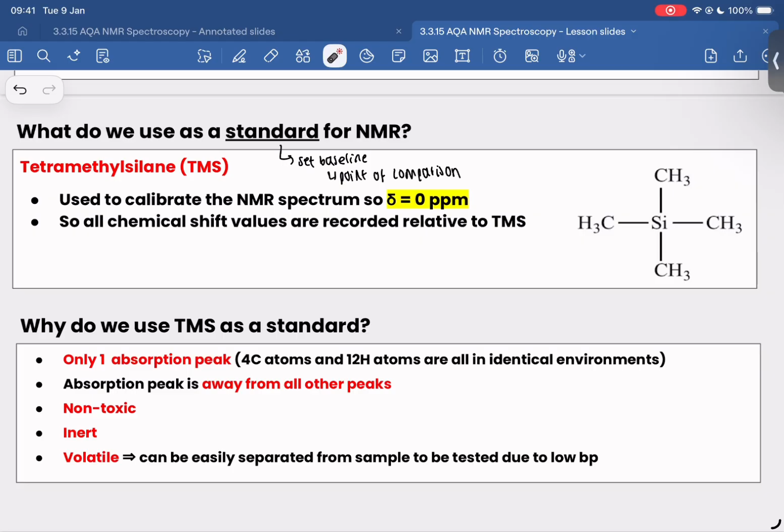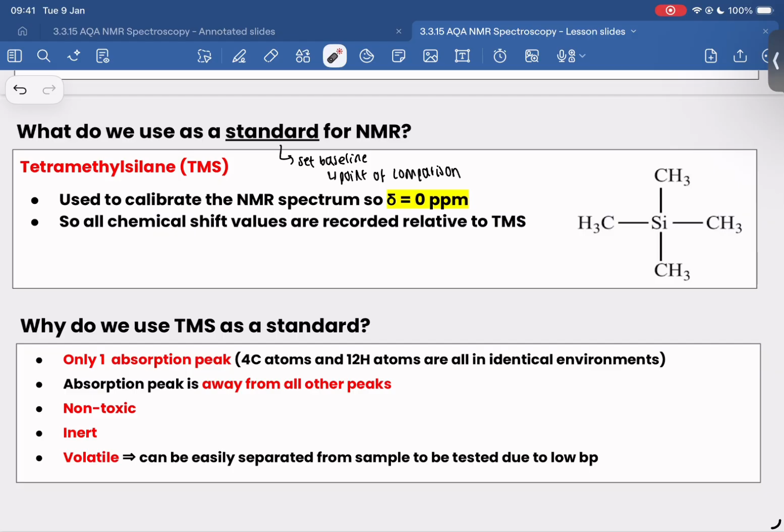Within chemistry, there are so many examples of this occurring, so you could start making synoptic links. For example, when we're looking at relative atomic mass or relative molecular mass, we're comparing all of the different mass numbers relative to carbon-12. Carbon-12 is as close as possible to 12, so we use that as a standard. Similarly here, we're using TMS as a standard. So hopefully that makes a bit more sense of why we're using TMS.